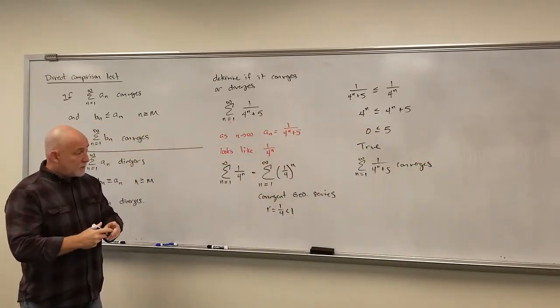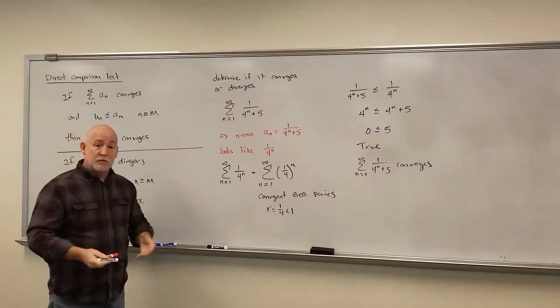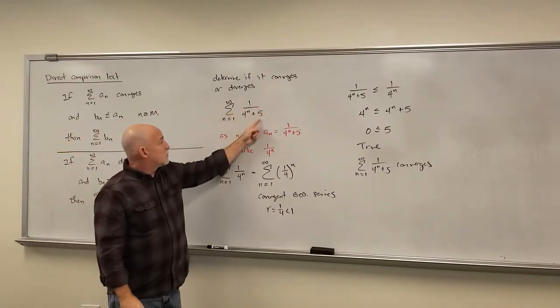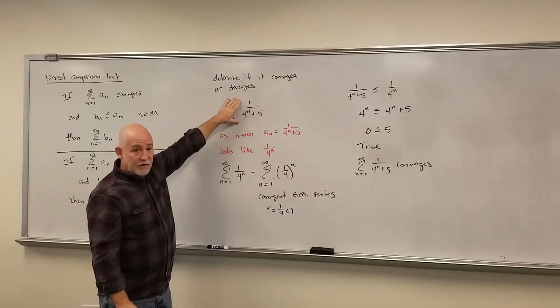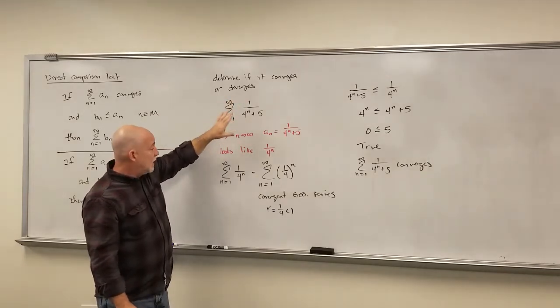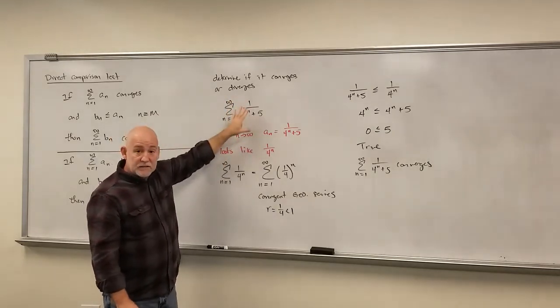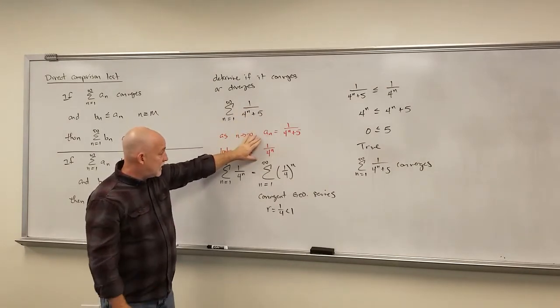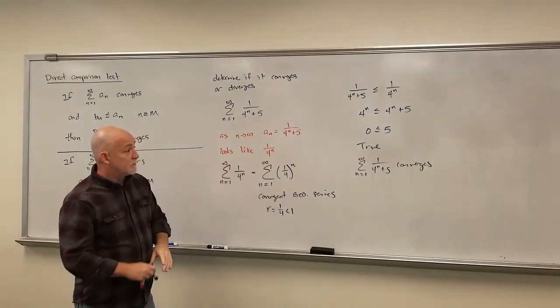Okay, so when you're trying to determine whether or not something converges or diverges, look at the expression and ask, what does that simplify to as n gets really big? That'll give you an idea of what that series is going to act like as it gets really big, and give you a good thing to try to compare it to.